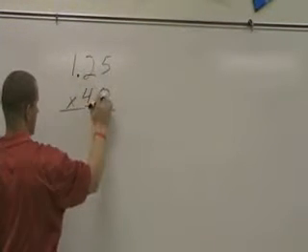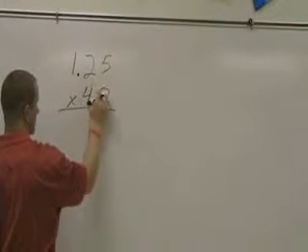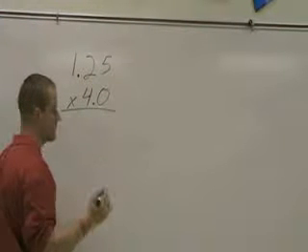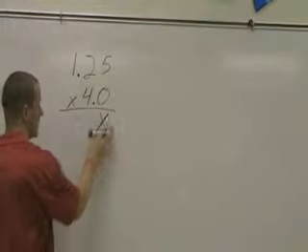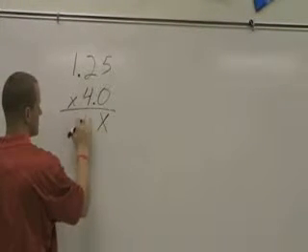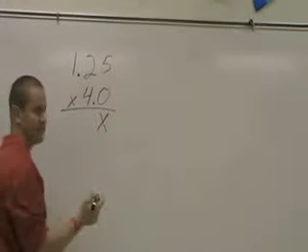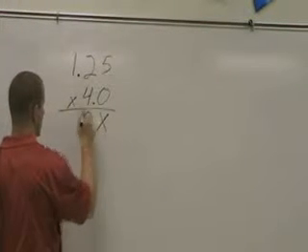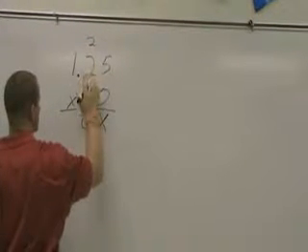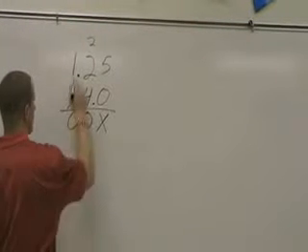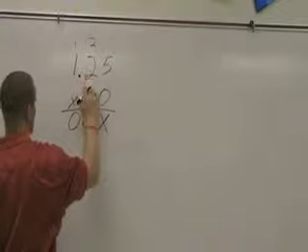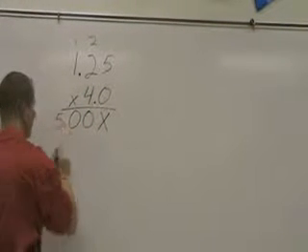5 times all this stuff up here, 5 times 0, 0, 2 times 0, 0, 1 times 0, 0. So I'm just going to go ahead and put my drop down here. And this is why I picked this problem. Because I'm going to put an X here because here's the deal. What's 4 times 5? 20. Put a 0 there. Carry my 2. What's 2 times 4? 8 plus 2 is 10. Another 0 there. Carry my 1. 1 times 4 is 4 plus 1 is 5.